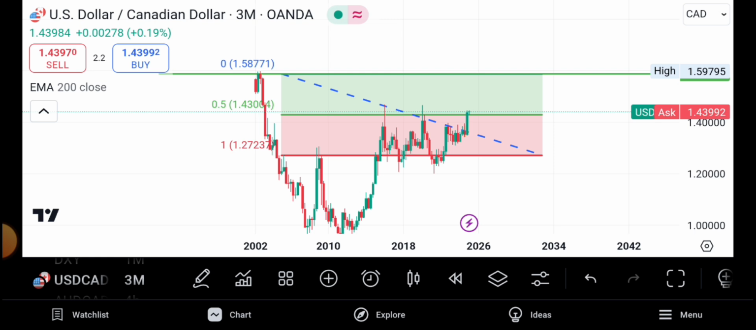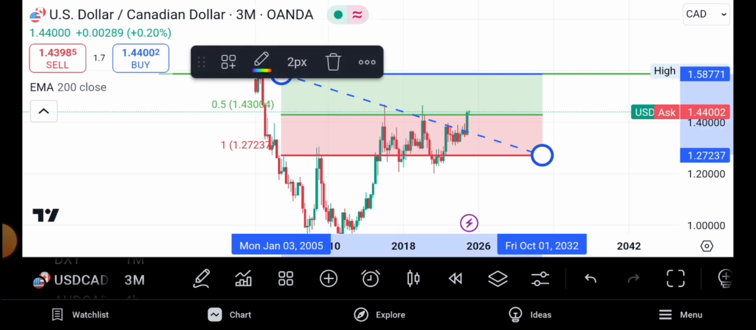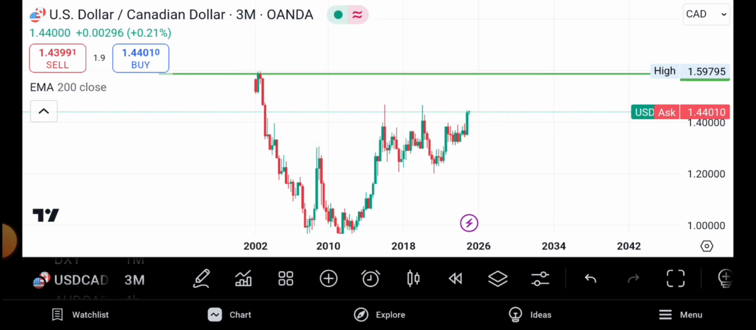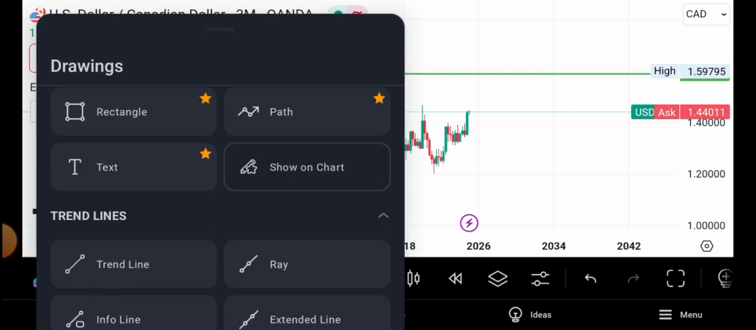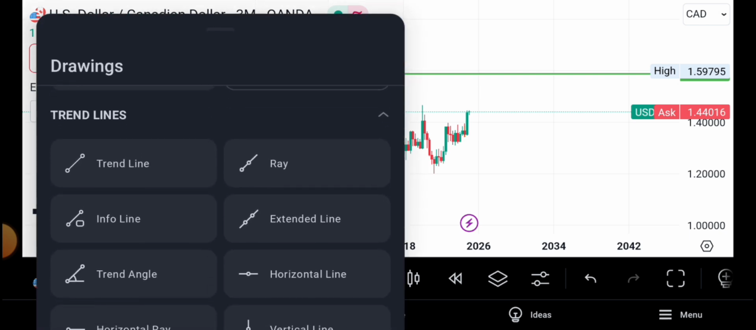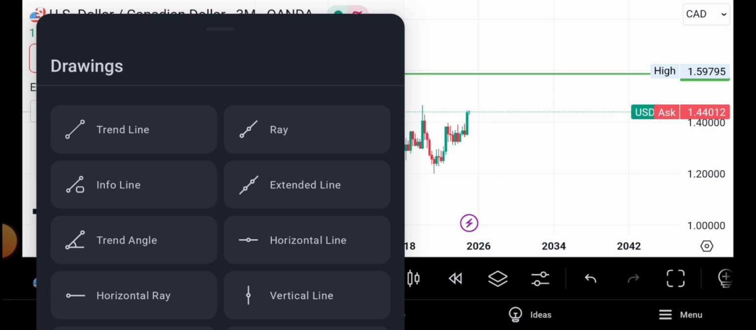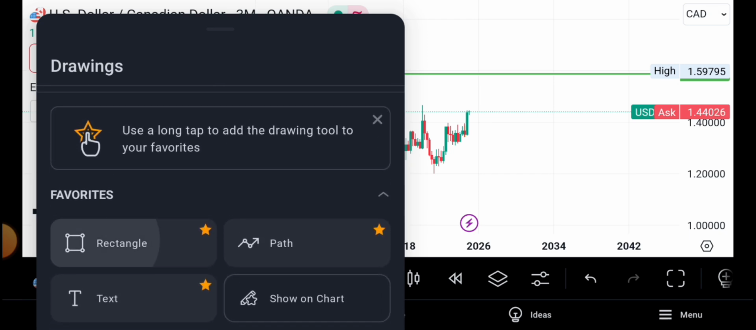So once we know the direction of the market on the 3-month time frame, let us draw the key areas. Allow me to delete this. Let us draw the key area. You already know that on USDCAD we are buying. Now let us draw the key zone.